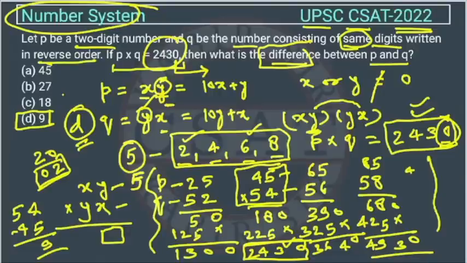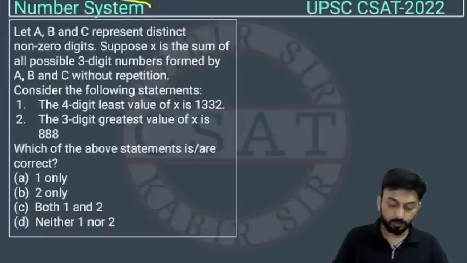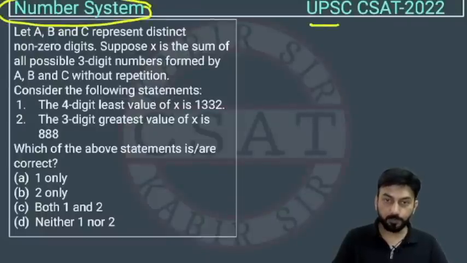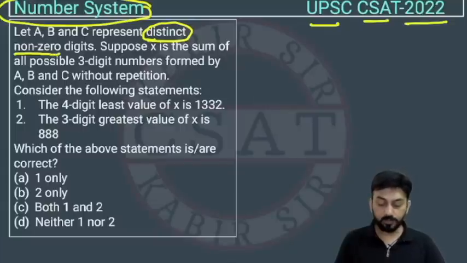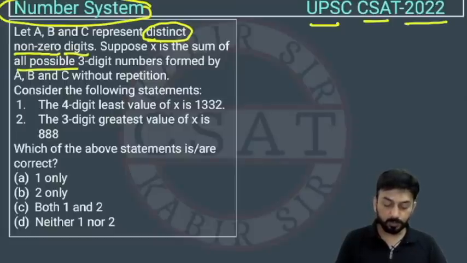So this is a question from chapter number system asked by UPSC and CSAT exam of 2022. Let A, B and C represent distinct non-zero digits, right? So this is distinct non-zero digits, right? Suppose X is the sum of all possible three-digit numbers formed by ABC without repetition, right?